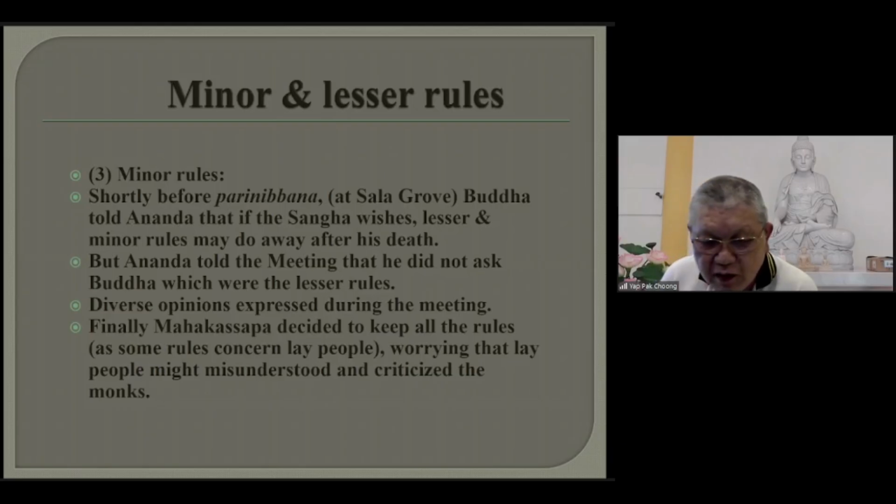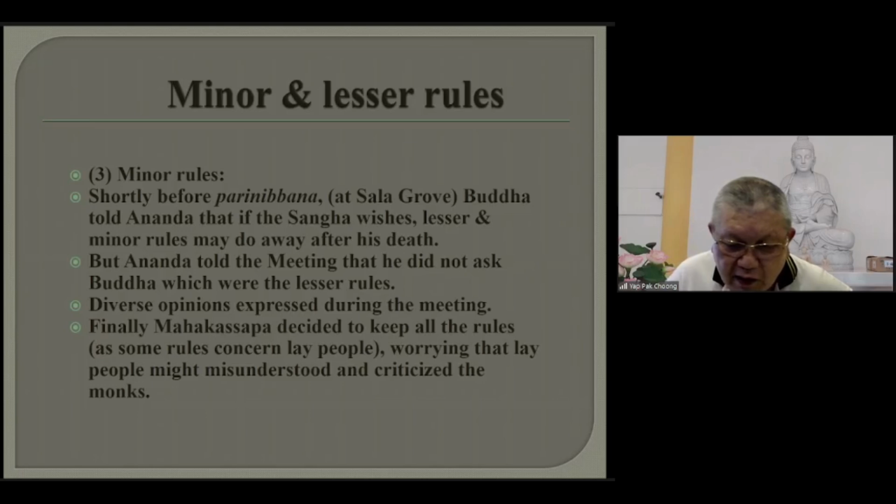Ananda that the minor rules, if the Sangha wishes, the lesser and minor rules can be ignored, can be deleted, or can be forgotten. It's after his death that Ananda informed the meeting. But then people asked him, did you ask Buddha which were the lesser rules, the minor rules, and which were major? Ananda said, no, I forgot to ask him. Buddha just said minor rules only. So people became doubtful. They began to argue whether to drop the rules or not. Some said cannot, some said yes.